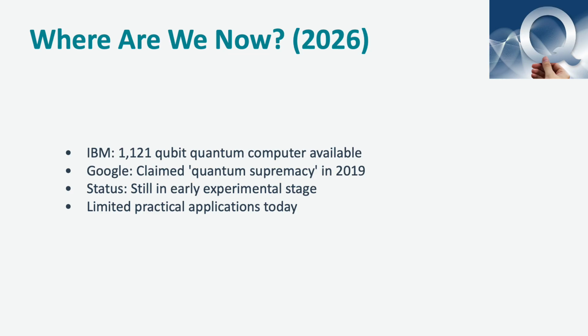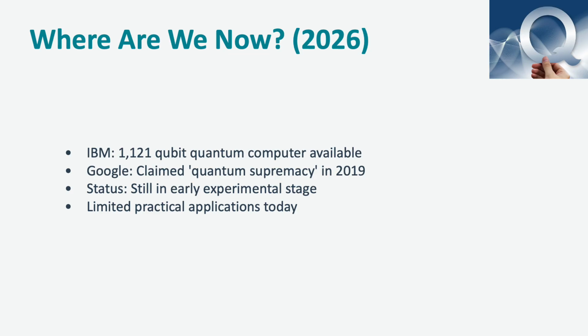As of 2026, we are in what might be called the early experimental phase of quantum computing. Several companies and research institutions have built quantum computers with hundreds or even over 1,000 qubits. IBM's Condor processor has achieved 1,121 qubits, and Google made headlines a few years ago by claiming quantum supremacy, demonstrating that their quantum computer could perform a specific calculation faster than the world's best classical supercomputer.